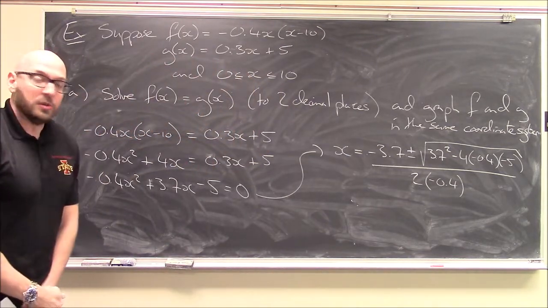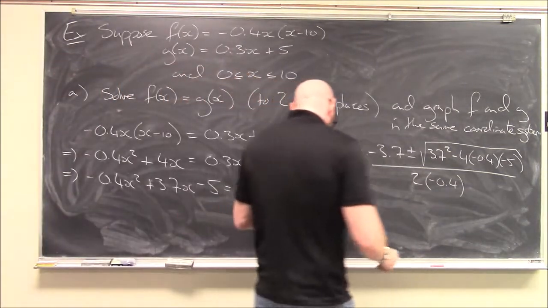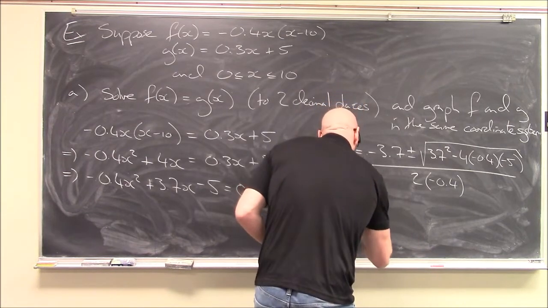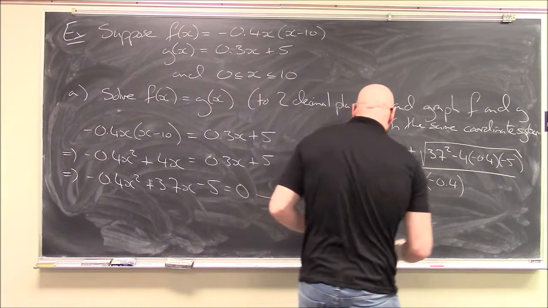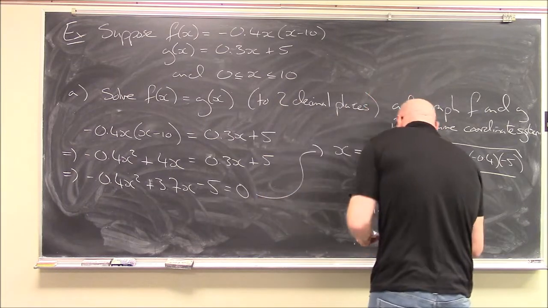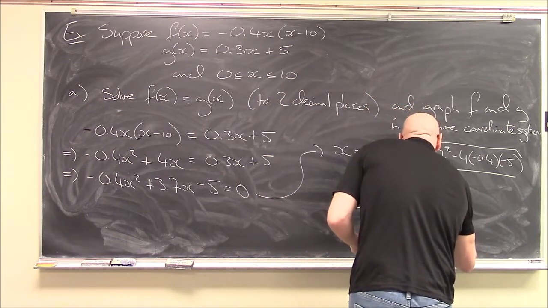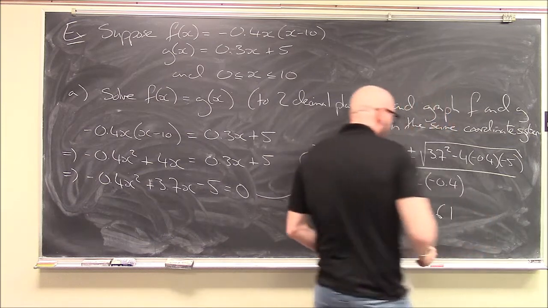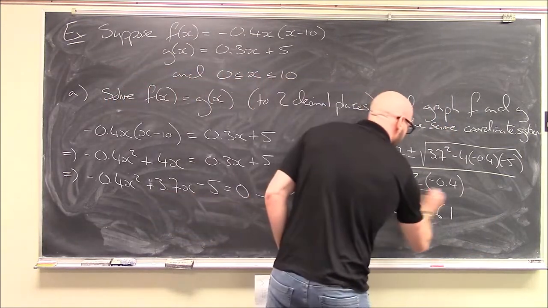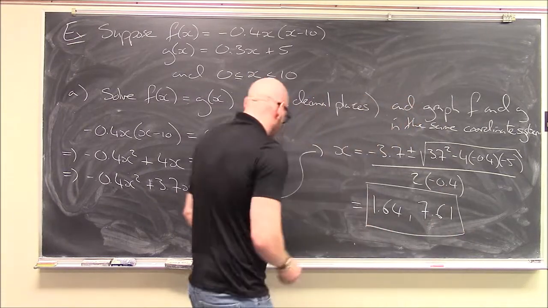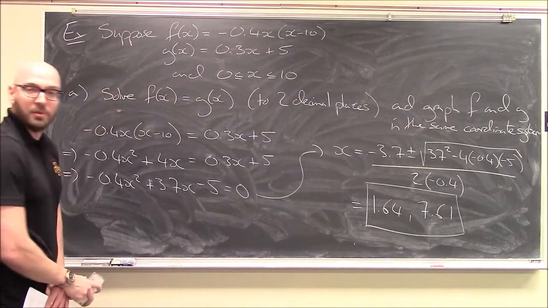So you'd plug this into a calculator, you'd evaluate this, and here's what I get. I got, after rounding to 2 decimal places as the question desired, 1.64 and 7.61. Alright, so there are the 2 points of equality between these 2 functions.